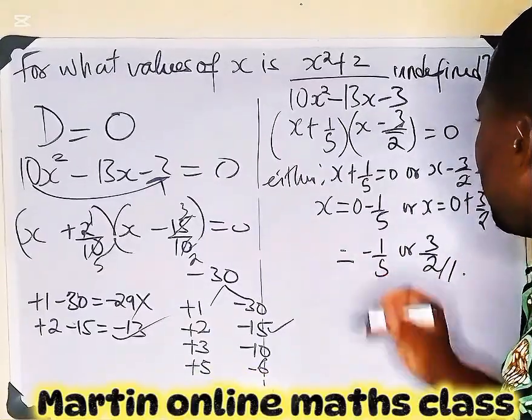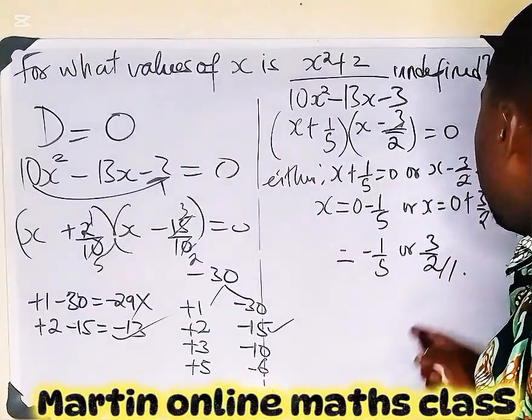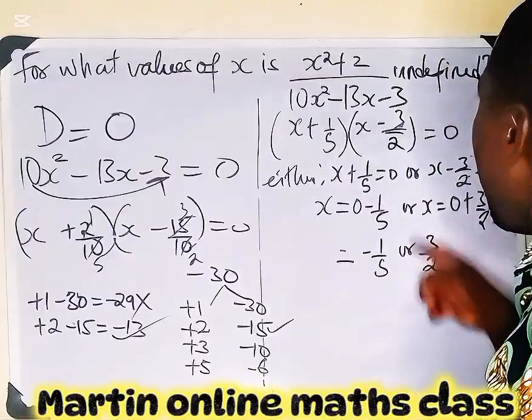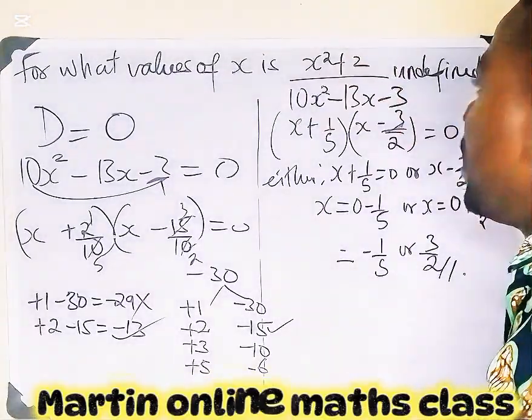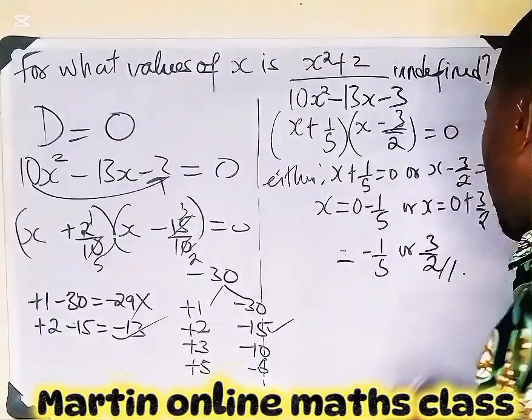So these are the values of x for which this fraction is said to be undefined. Plug any of these values in the denominator of this fraction, and you see that it will yield 0.